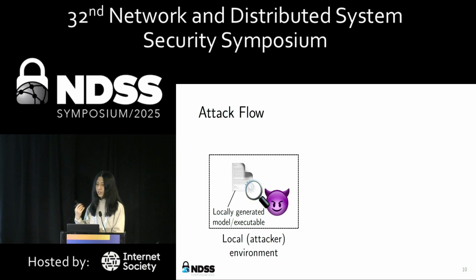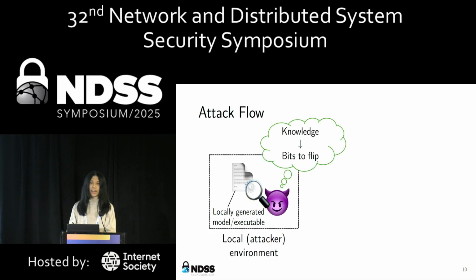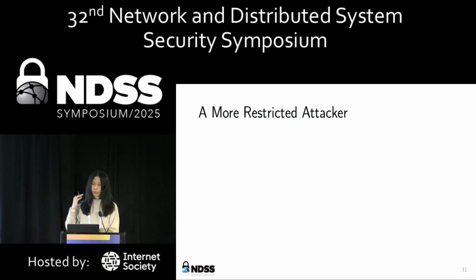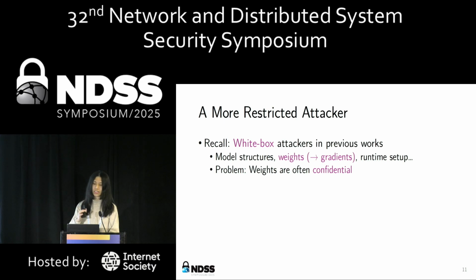And here's the attack flow, basically for all these BFA attacks. First, the attacker will have some locally generated model, or executable in our case, that they constructed using whatever knowledge is permitted by the threat model. And they will use their knowledge to figure out which bits to flip. And once they have decided on that, they will launch the real attack on the victim model in the remote environment. So recall that previous works have white box attackers who have access to model weights and everything.